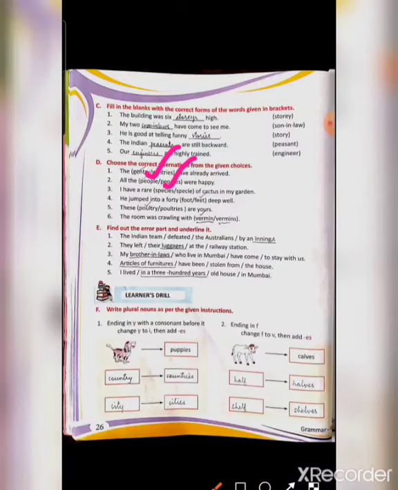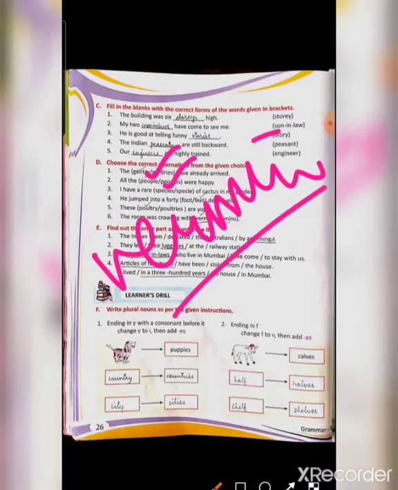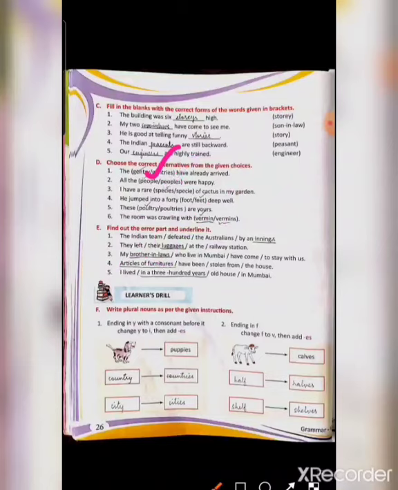Next, these dash are yours. So poultry. Beta, we have done that already. Poultry means plural words. The room was crawling with vermin. It was crawling with vermin. Vermin means insects. So beta, vermin is already plural. No need to add s at the end.